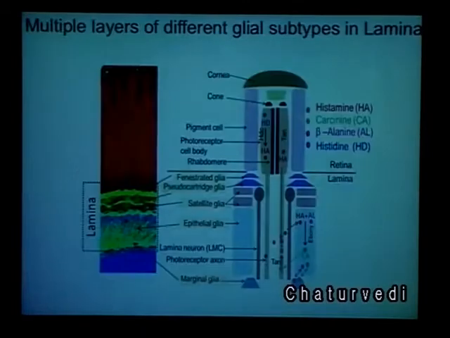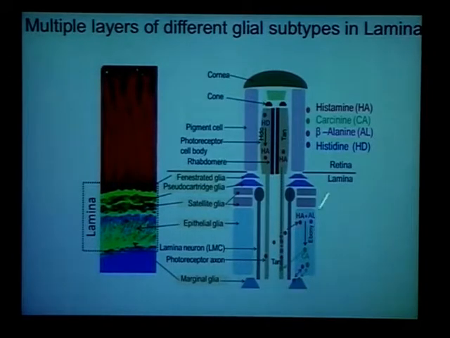If you look at the anatomy of the lamina, there are multiple layers of glia present. This is the representative figure. Here, this is the lamina, and this part is the retina. You can classify the different layers as marginal glia, epithelial glia, satellite glia, pseudocartridge glia, and fenestrated glia. Based on immunostaining, the ebony enzyme is only present in the epithelial glia.